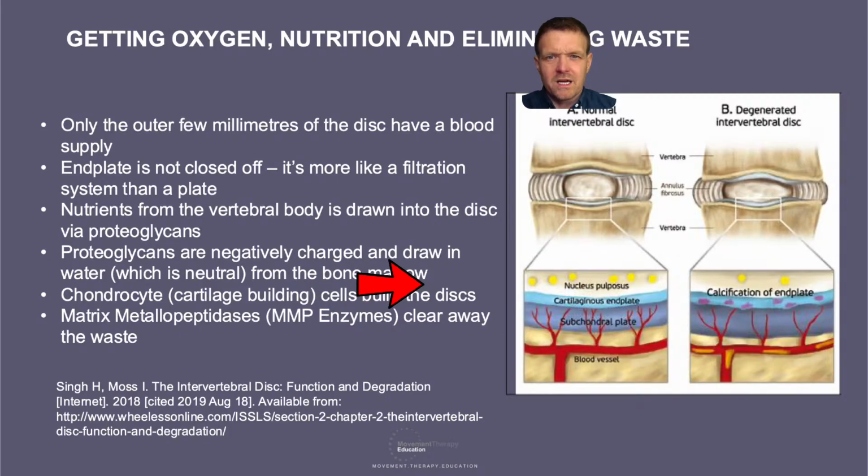So when you're young and active, everything is nice and healthy. As we get older, the ability of our body to rebuild these structures gets reduced. So we have changes as we get older. And then we also have these MMPs, matrix metallopeptidases, easy for me to say, MMP enzymes, and these clear away waste. So we've got everything working together.